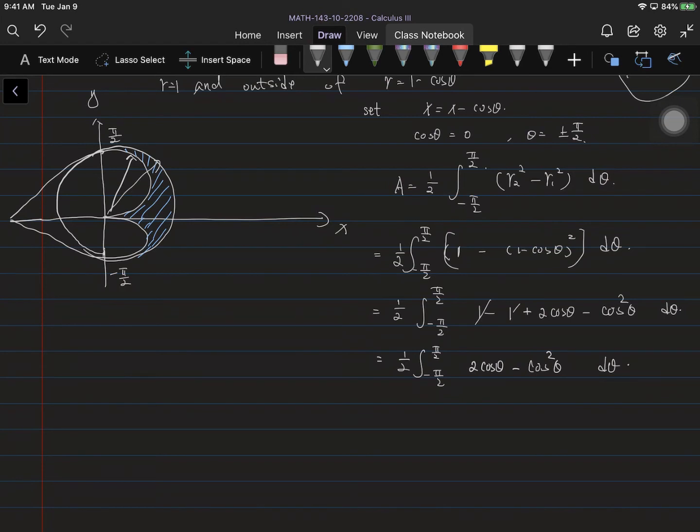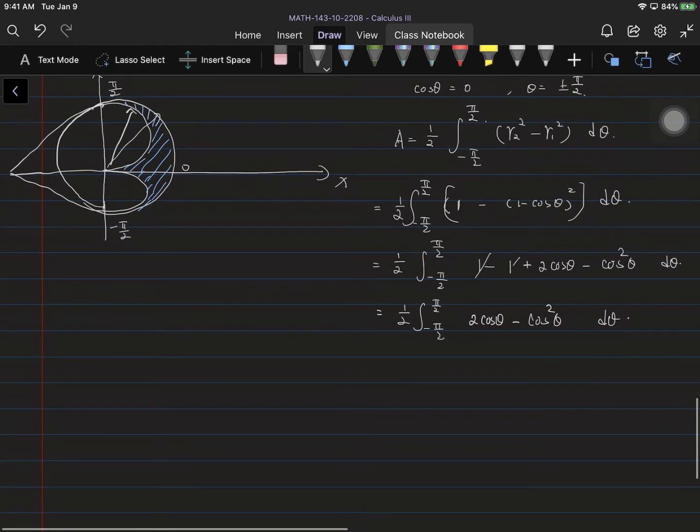So for this problem, we also have two methods to solve. You can double the region from 0 to pi over 2. Right? So 0 to pi over 2 is half of the region, and then double it. We get the whole region. Or you can look at this function. This is an even function. Is that right? Because cosine of negative theta is just cosine theta.